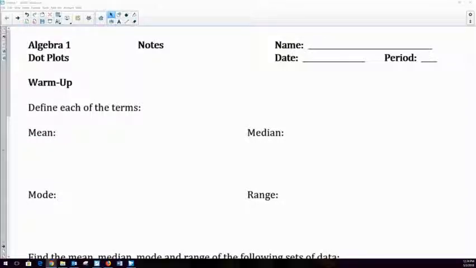So today we're going to be working with dot plots. Dot plots is just another way to organize our data. I think you'll find that these ones are a little bit easier and a lot less taxing than some of the other ones that we've done so far.